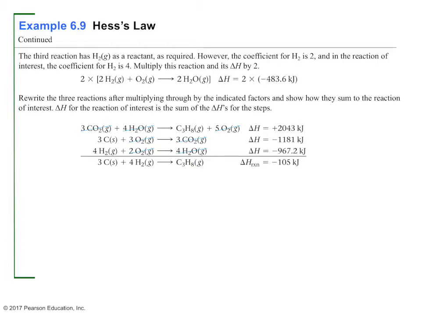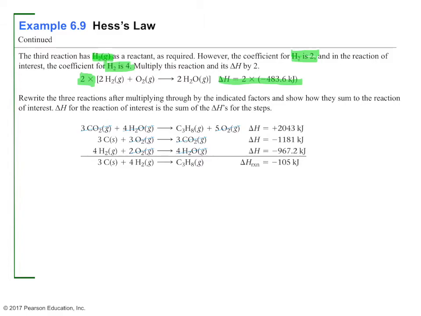The third reaction has hydrogen as a reactant, as required. However, the coefficient for hydrogen is 2, and in the reaction of interest the coefficient for hydrogen is 4. To get that, we multiply the reaction and delta H by 2. So here we multiply the reaction and delta H by 2.